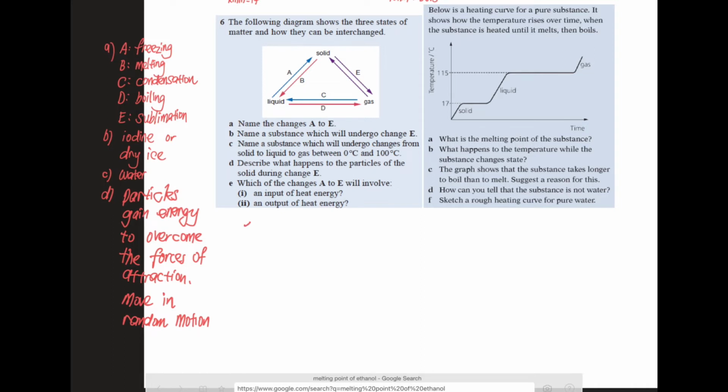So it depends on how many marks are given. If they give more marks, then you give more points. Now let's see E. Which of the changes A to E will involve an input of heat energy? So which one? Input of heat energy.